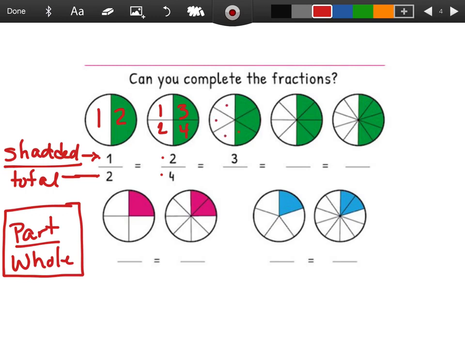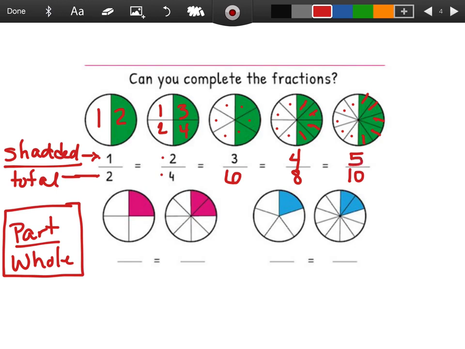Okay, so 1, 2, 3, 4, 5, 6. So the bottom here is a 6. I can keep doing this. 1, 2, 3, 4, 5, 6, 7, 8. So my bottom number is an 8. But let's look at how much is shaded. So I've got 1, 2, 3, and 4. Okay, let's do it again. Total number 1, 2, 3, 4, 5, 6, 7, 8, 9, and 10. And now just the part that's shaded. 1, 2, 3, 4, and 5.